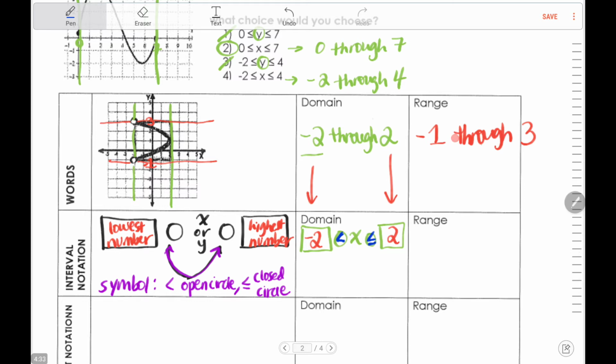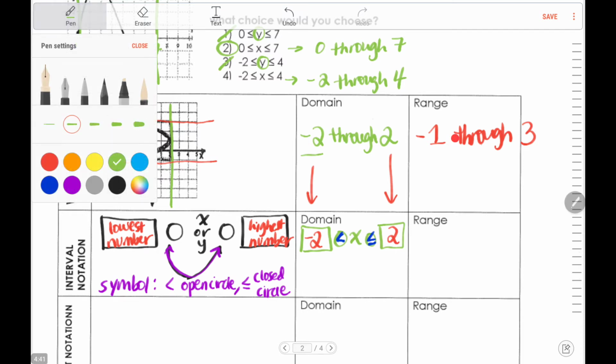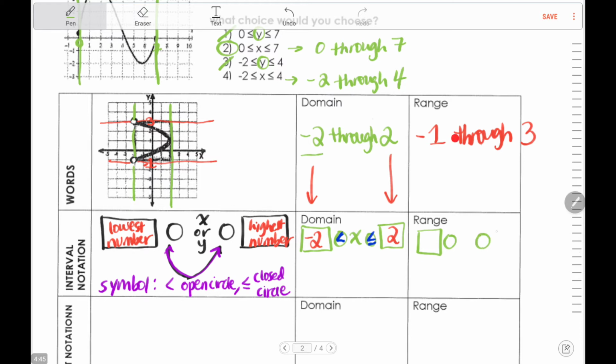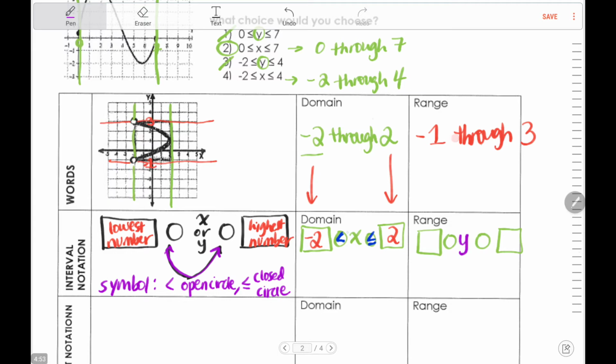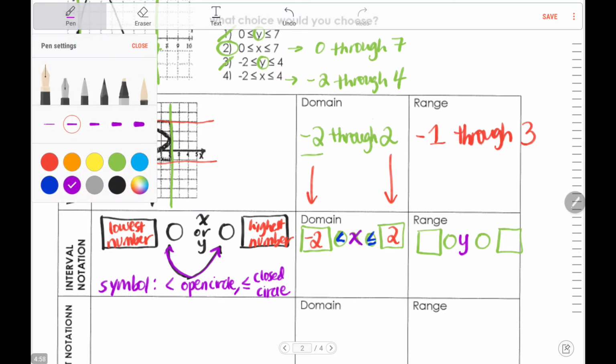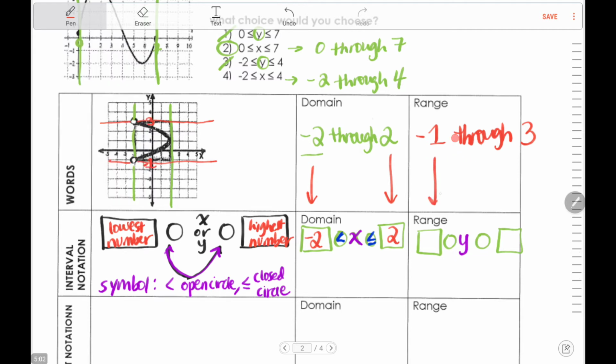For the range, we're going to do the same thing. We're going to do the boxes again: bubble, bubble, box. This time, since we're talking about the range, we're talking about a y, so y should be in the middle. X was in the middle. In this case, our lowest value is -1. And at -1, there was an open circle. Notice the open circle here on the graph. That's going to be a less than symbol. 3 was the highest value. Fill that in. And at 3, if I look back on the graph, there was also an open circle. So this would be a less than symbol, not a less than or equal to. That is saying -1 less than y less than 3. That is the range, -1 through 3.